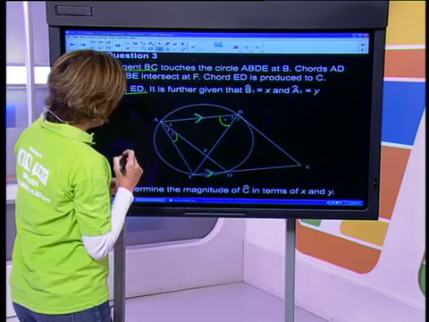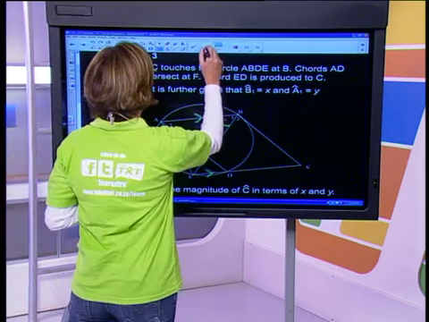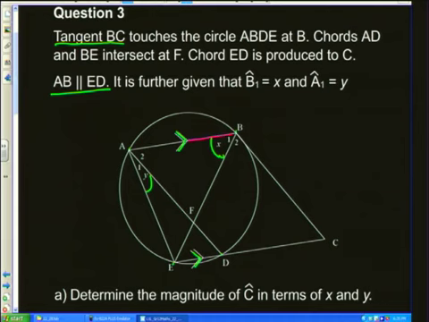The first thing I can see over here is that I've got an alternate angle. That jumps out at me, and I can see that these lines are parallel, so we've got alternate angles over there. So I can see that that angle over there is x. Okay, so let's fill that in. Angle E is equal to x because of alternate angles where AB is parallel to ED.